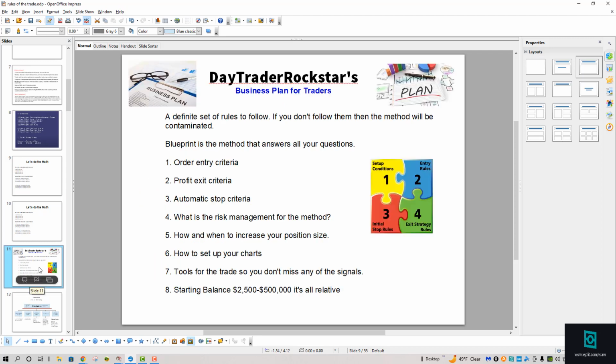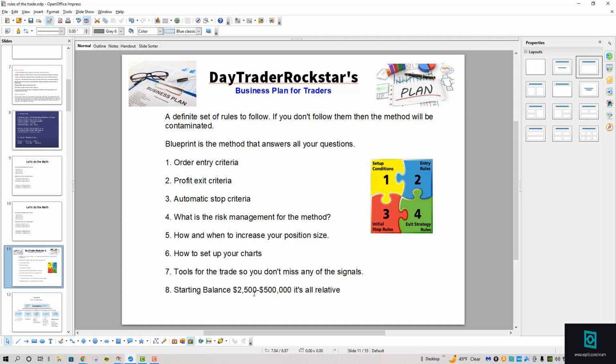We did the math here. The business plan, you're going to get this tomorrow. We're going to be talking about order entry criteria. Why do we get into our trade? Why are we getting out of our trade? Where does the automatic stop go in? What's our risk management for this type of method? How and when to increase your position size? How to set up your charts?